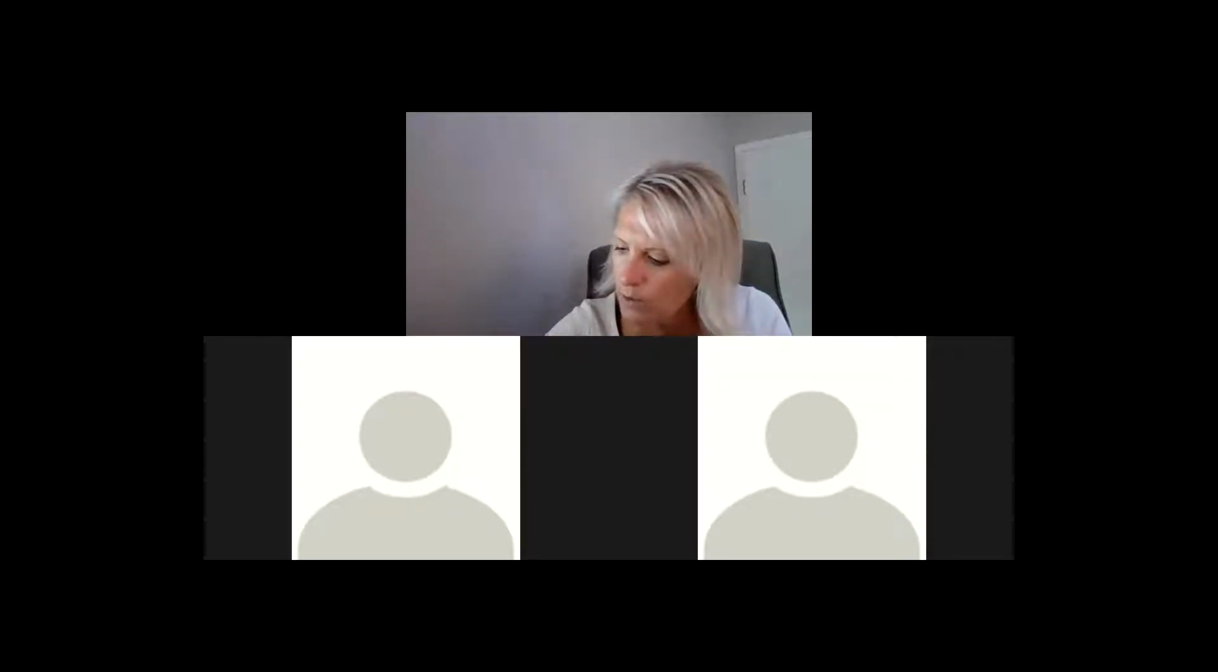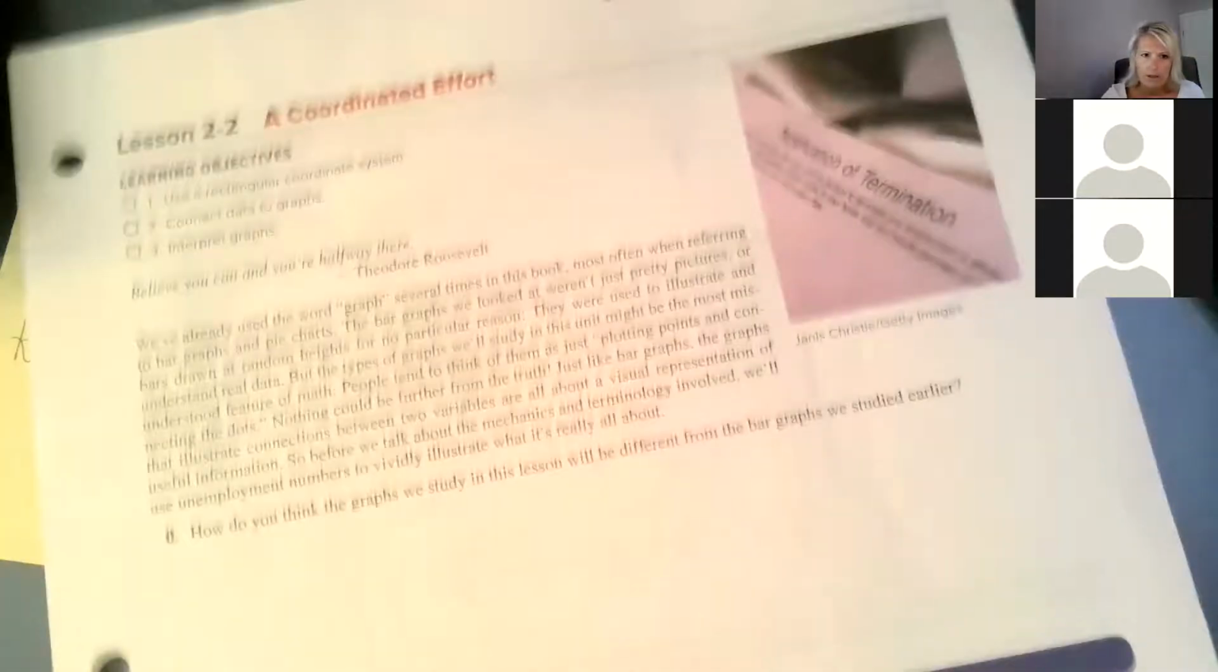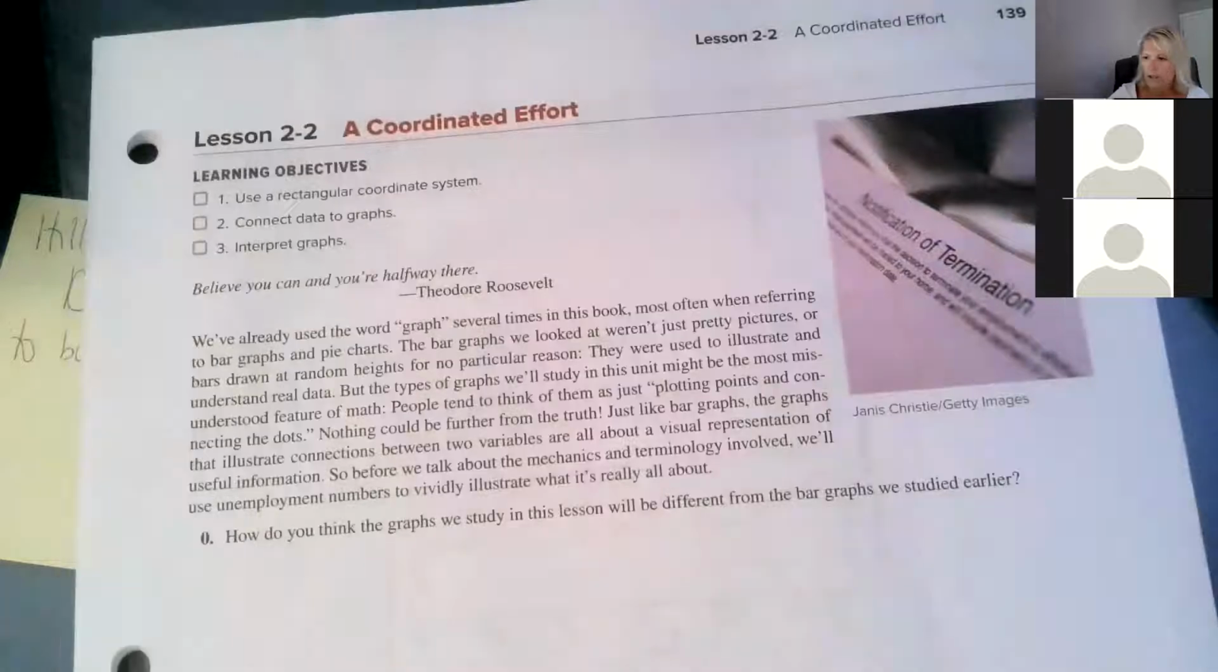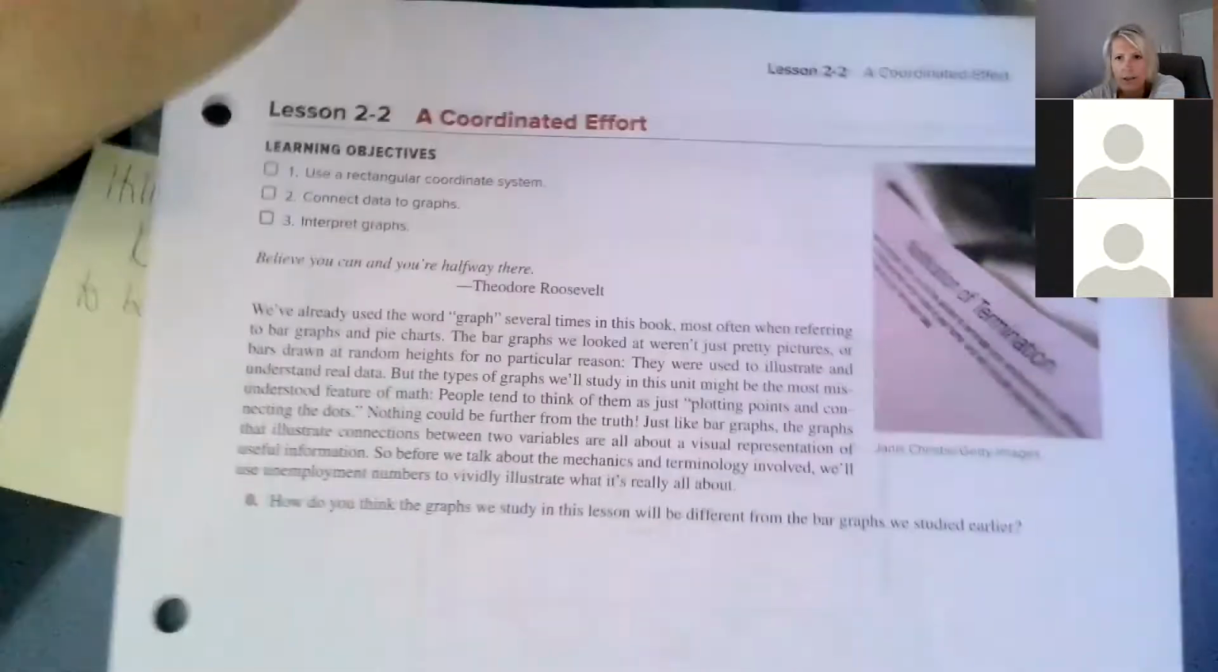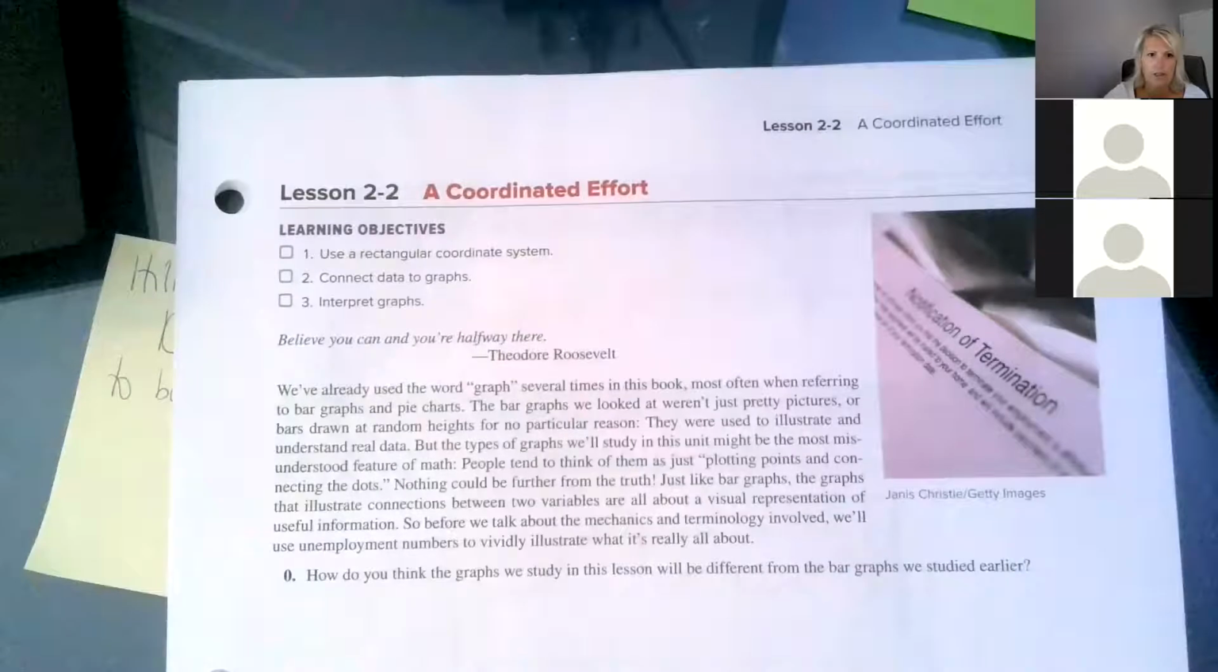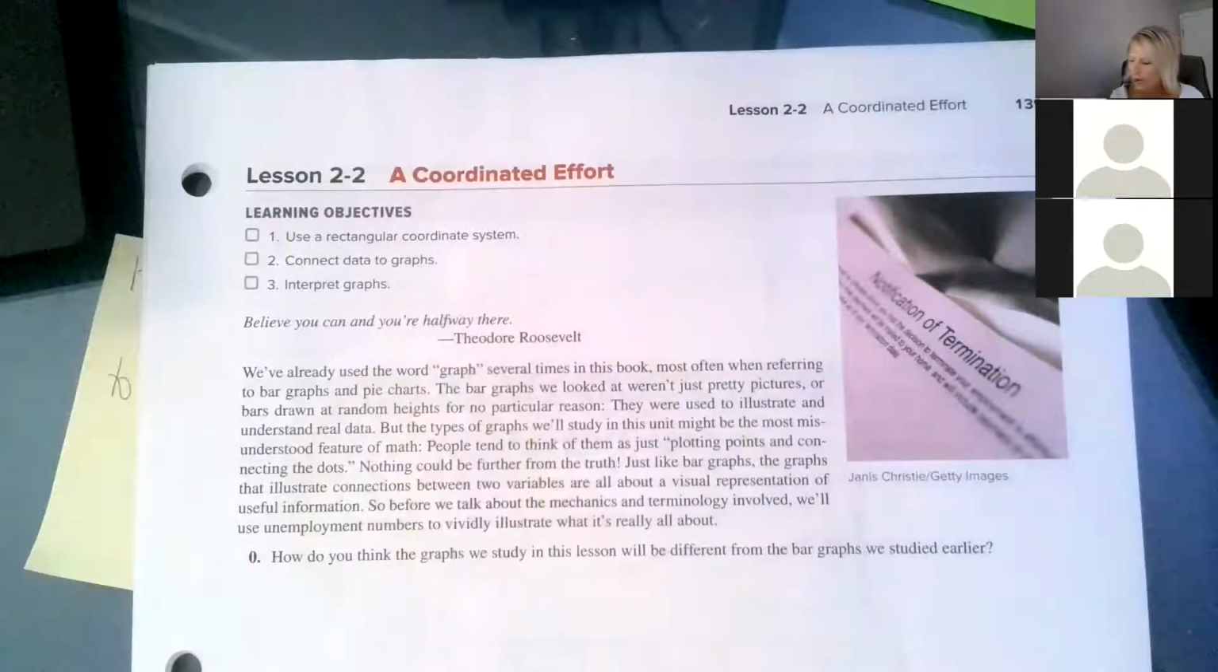So if everybody has their 2.2 and 2.3 out, starting on page 139. We've already kind of looked at some graphs this semester. So I'll share my screen and show where you all can start working. A coordinate effort really has a lot to do with what you are finishing up on your Unit 1 project, because the quote here says, believe you can and you're halfway there.